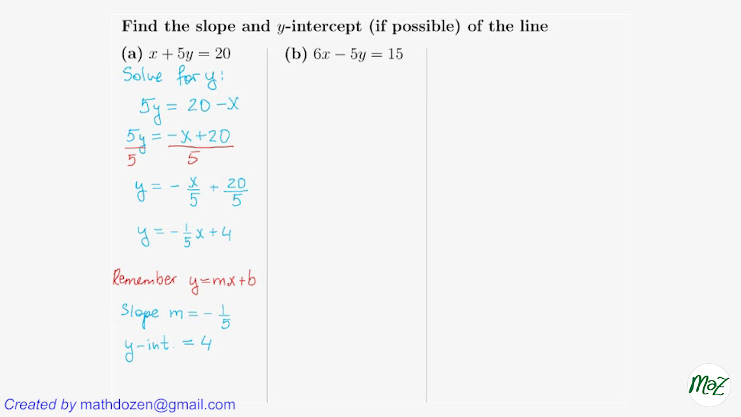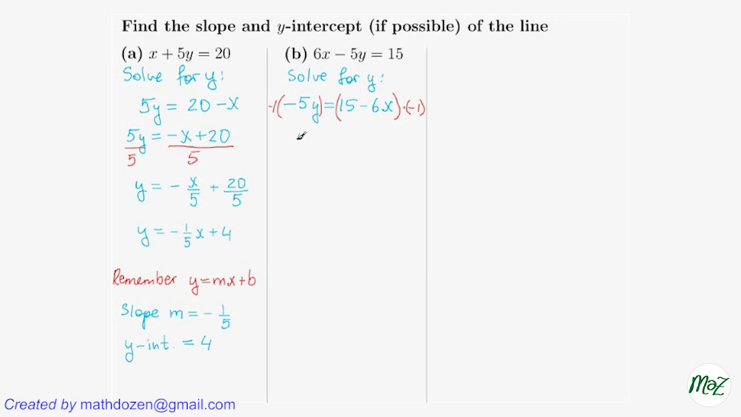Then to continue, we have another problem. It's a different equation, 6x minus 5y equals 15. And the approach is the same, solve for y and see what we will get. So the first step is the same, subtract 6x from both sides. We will arrive at negative 5y is equal to 15 minus 6x. Then I will multiply both sides by negative 1 to get rid of the negative sign.